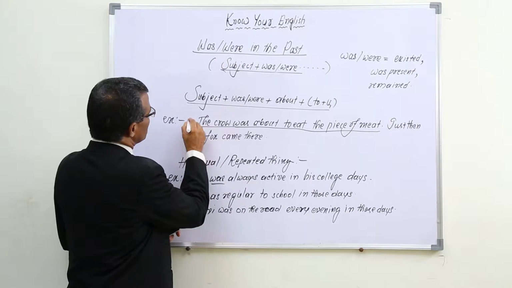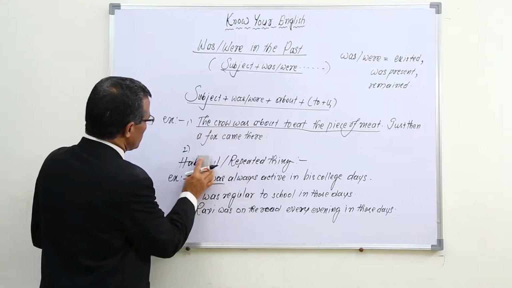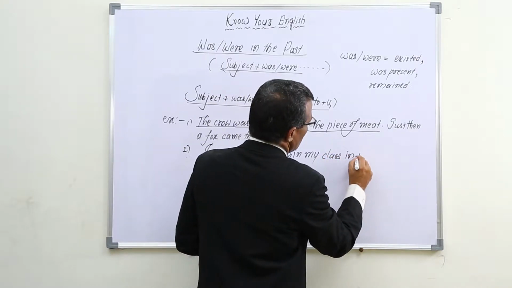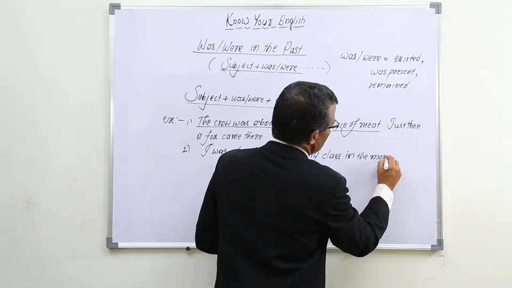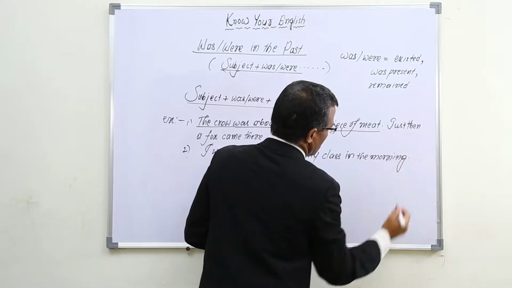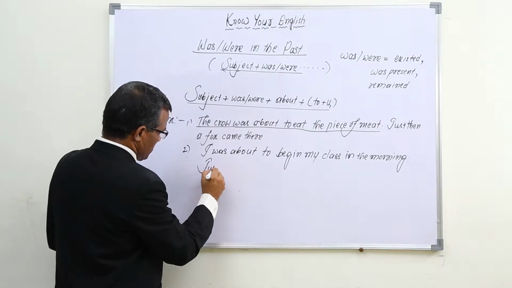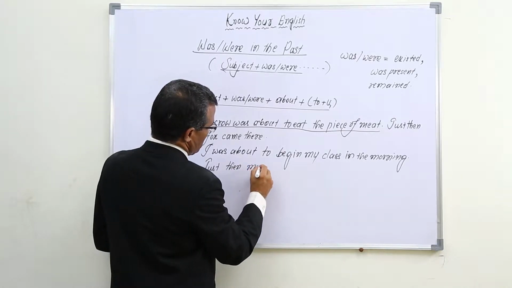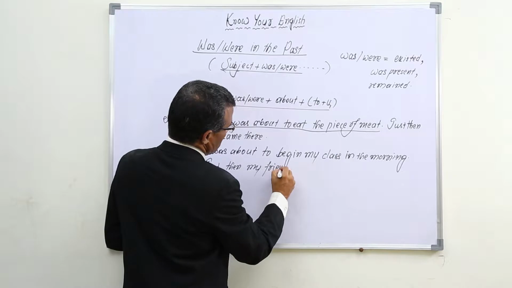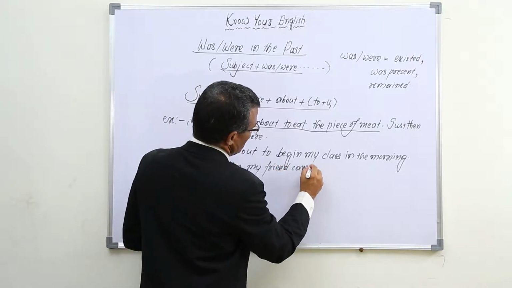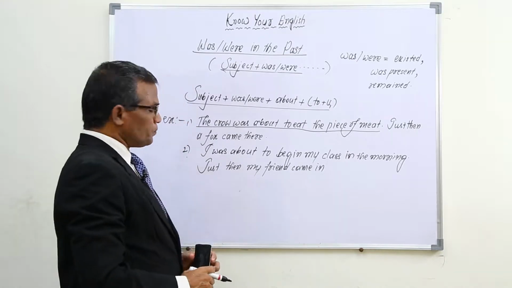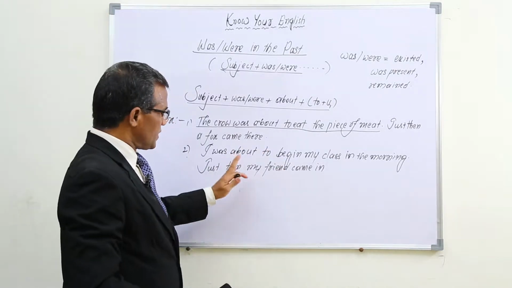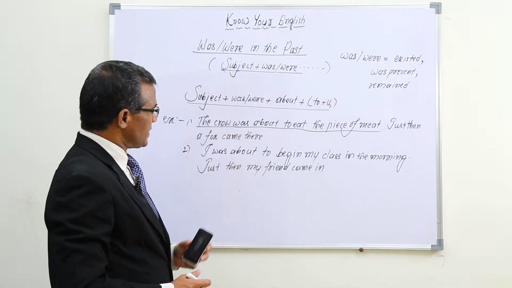And in the same way, one more example I want to give you. In the morning, just then my friend came in. So in this way, something was about to start, just then some other thing happened. In such case, we use this structure with was a verb.